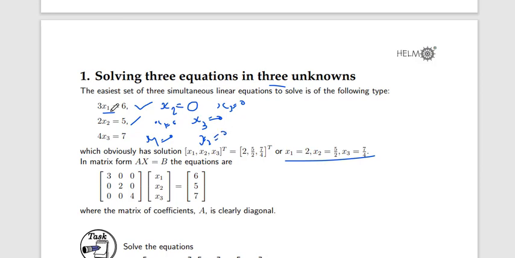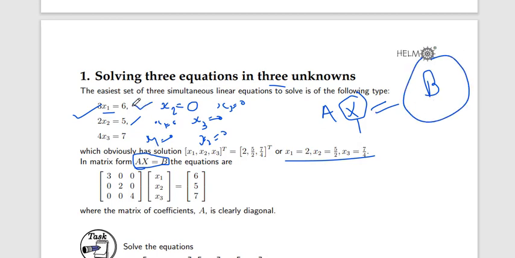Now if we want to transfer this linear system into a matrix, we form AX is equal to B. What is AX is equal to B? Here X is equal to x1, x2 and x3, and B is the scalar quantities 6, 5 and 7. And how do we write matrix A?